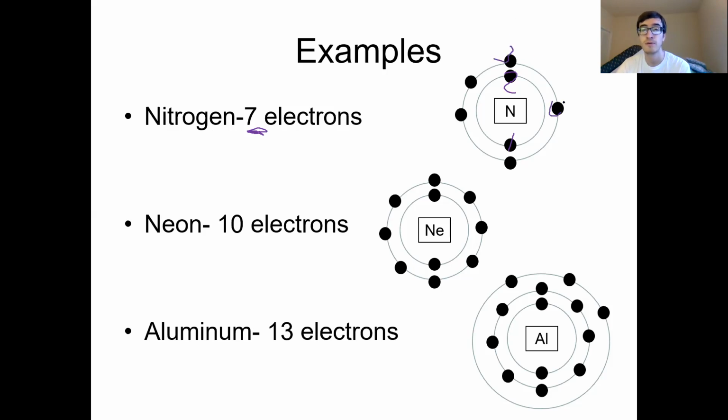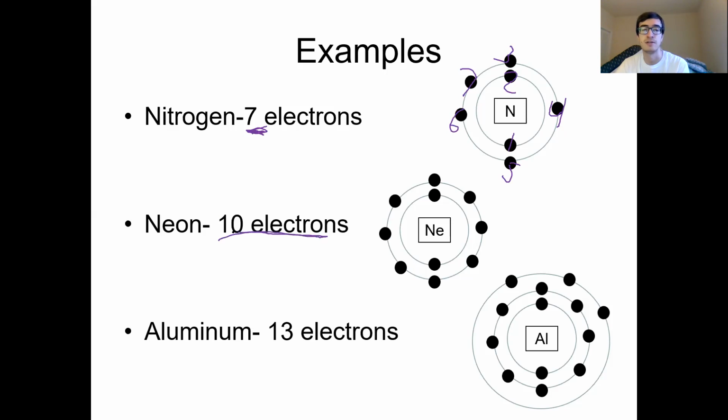3, 4, 5, 6, 7. So that's 2 on the first shell, 5 on the second shell, giving us 7 electrons total, but now we're out of electrons. So nitrogen has 2 electrons on the first shell and 5 on the second shell.